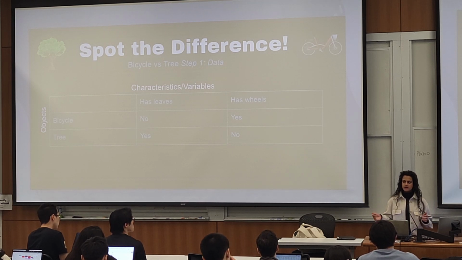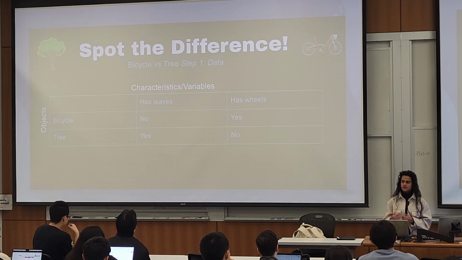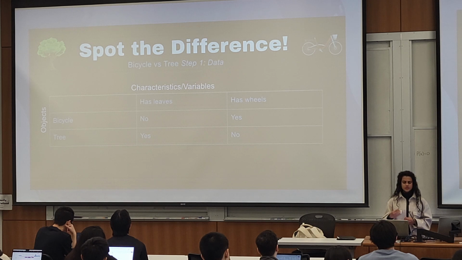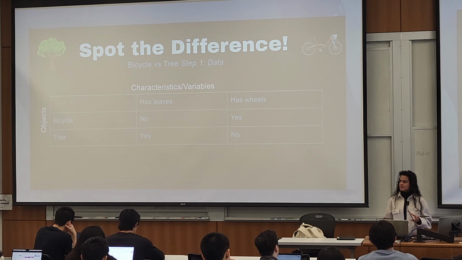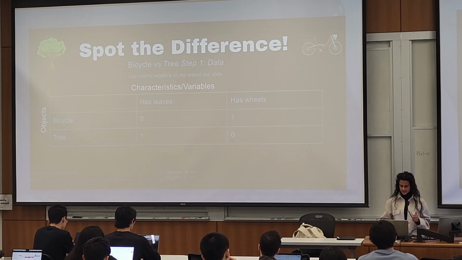As a human, this seems obvious, right? Trees obviously have leaves, bikes obviously have wheels. But to a computer, this is valuable information to feed in and put into the structure. This is step one of machine learning: identifying this data and putting it into a format that the model can understand.